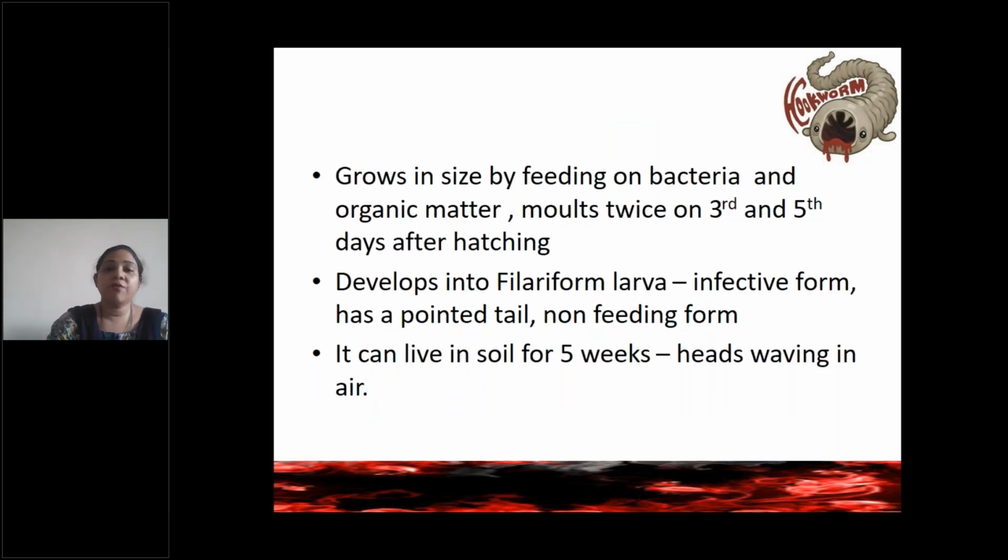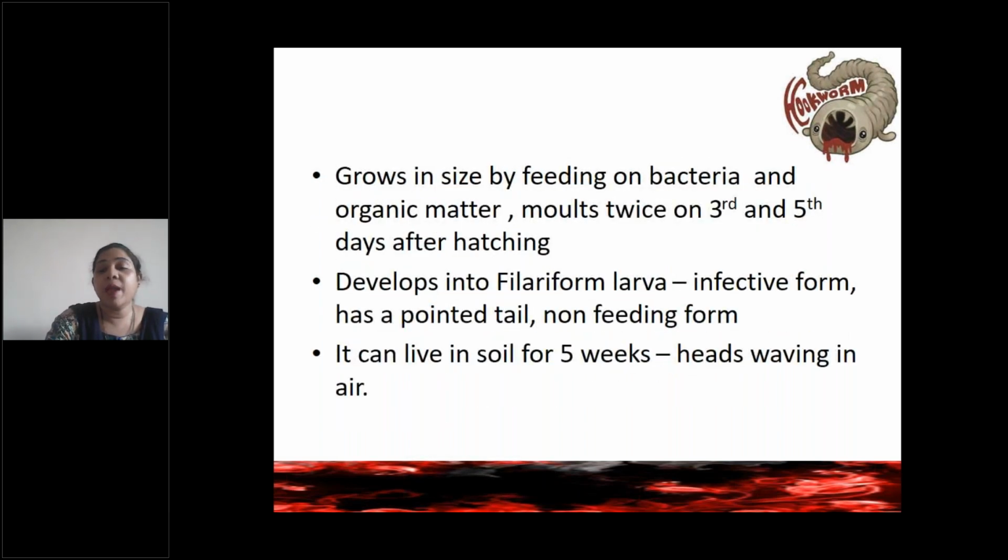This rhabditiform larva grows in size, feeding on bacteria and organic matter, and it molts on the third and fifth day after hatching. Next, it develops into a filariform larva. This filariform larva is the infective stage to man. It has a pointed tail. It is also called the non-feeding form. This type of larva can live in soil for 5 weeks.